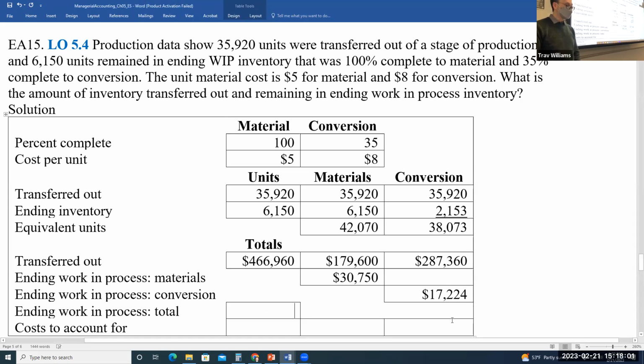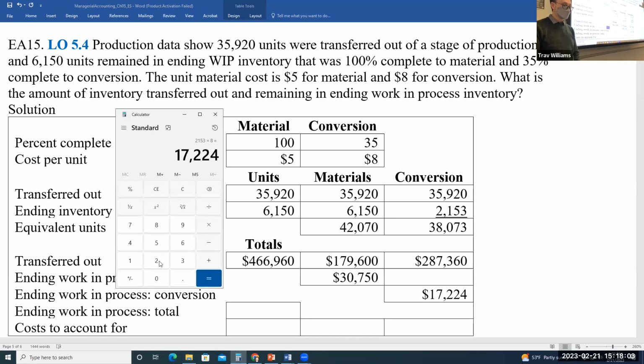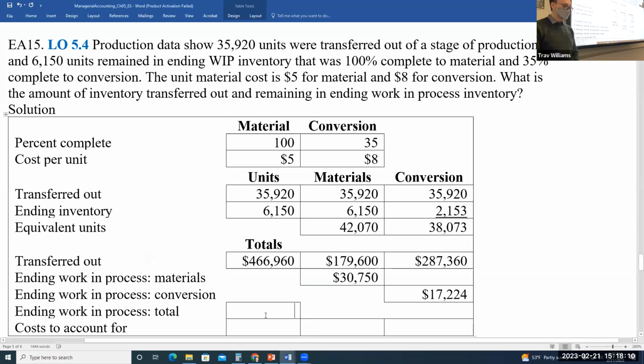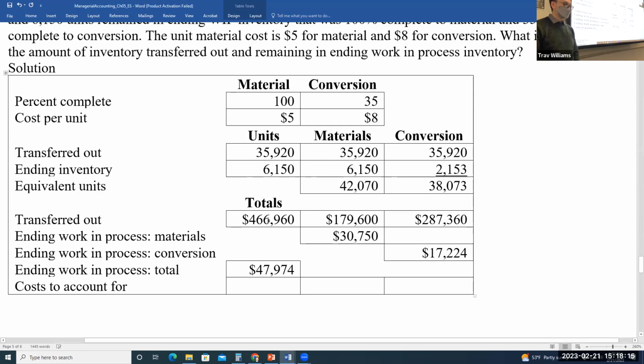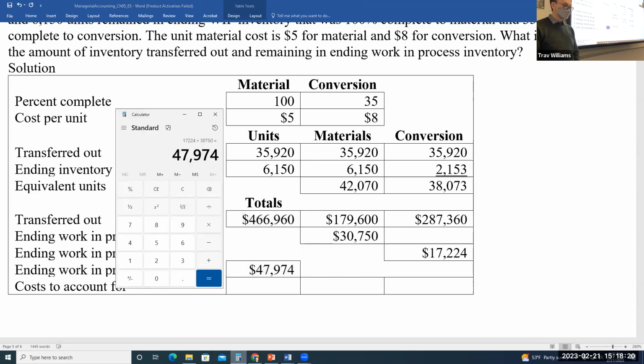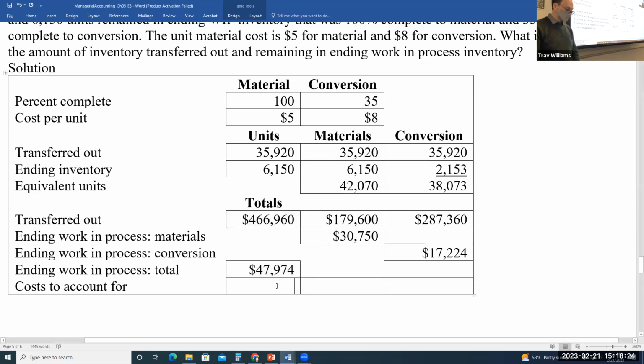How do we get our total ending work in process cost? We add the materials plus conversion, right? 47,974. Okay. So if we add these together, we get our total costs, which should equal these two columns added together. So let's try that.